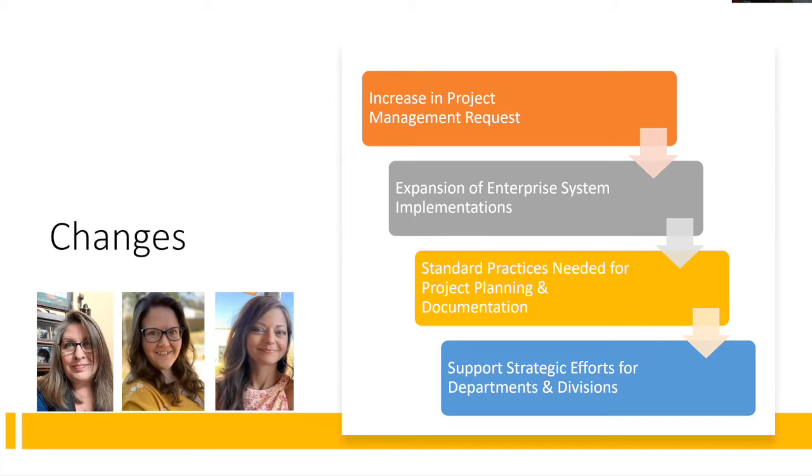The last piece that's come in is supporting strategic efforts for departments and divisions. This is providing them these visual maps, but also helping them identify what processes they are responsible for. And I know that sounds weird, but some departments don't even have an idea of what processes they're responsible for. So giving them that kind of structure is one of the things we've started adding into our workload.